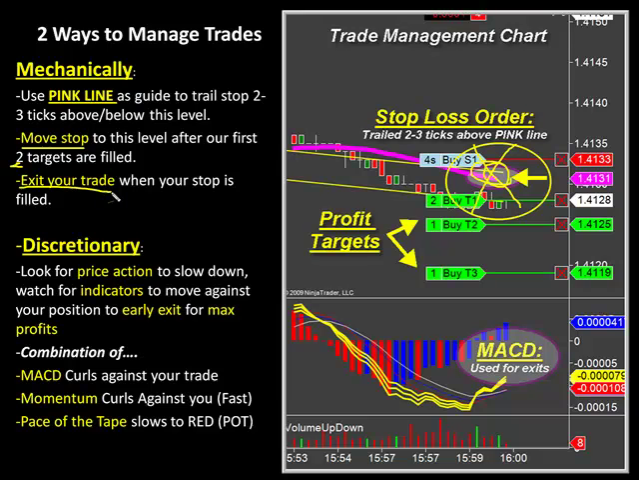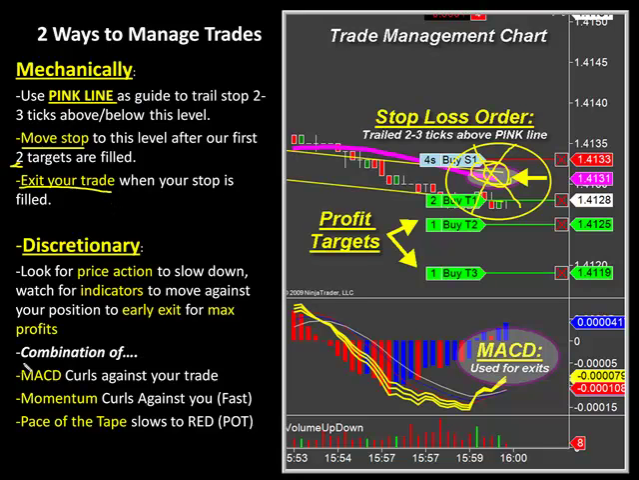Now, of course, with discretionary, a little bit different. In this case, the same thing applies, but now we're looking for indicators to tell us when to get out. We're going to watch for price action to slow down, watch for the indicators to move against us, and of course, look for an early exit or to maximize profit. On this discretionary approach, again, remember guys, we're still going to follow a simple set of rules. However, in the discretionary approach, we are given the opportunity to go outside of those rules, looking for certain things to tell us to get in, get out, stay in, stay out, whatever it might be.